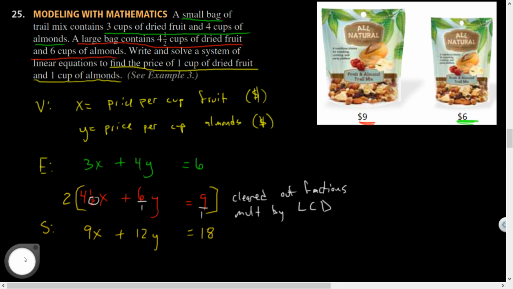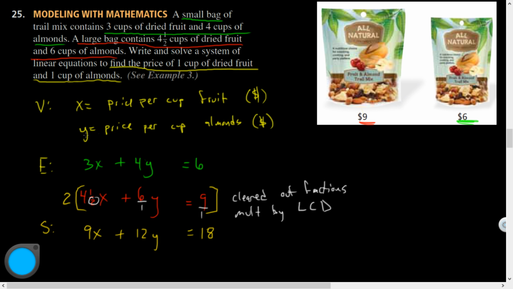All right. So now if I'm using this equation and this equation, let's get opposite coefficients. So for the x's, what is the least common multiple between 3 and 9? What's a number that both 3 and 9 could fit into?